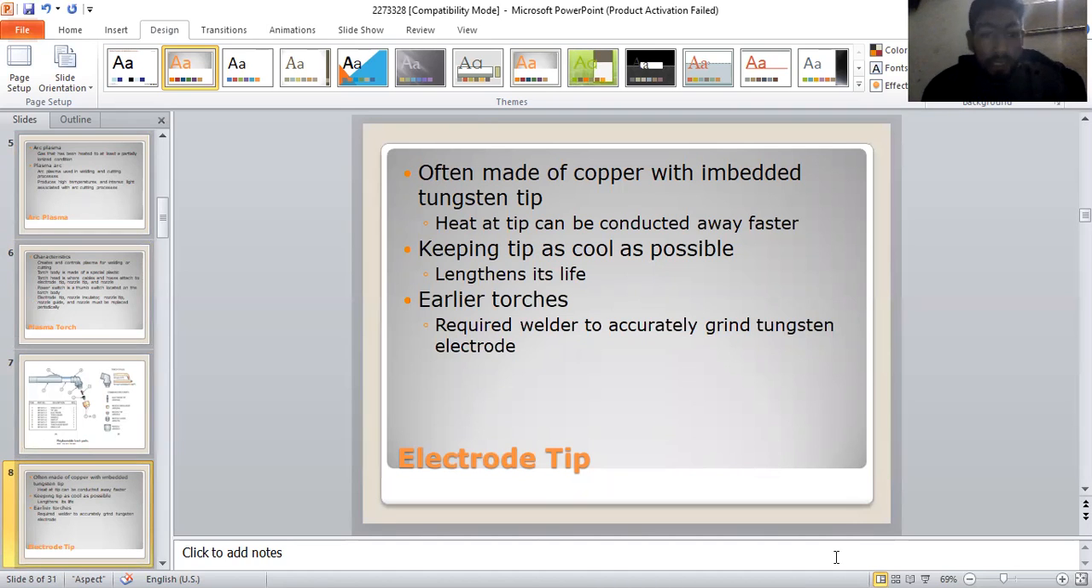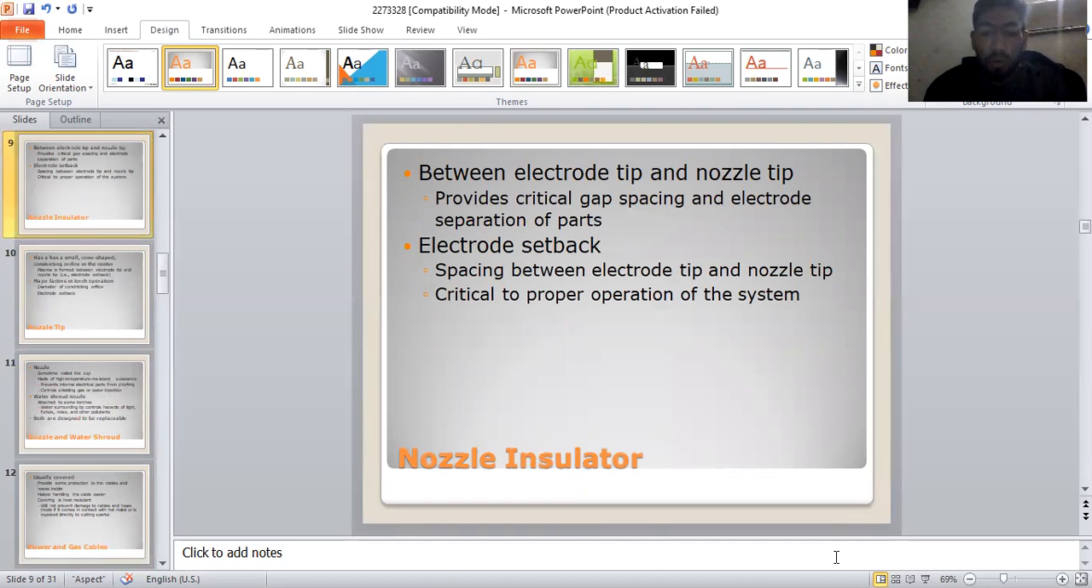Now let's discuss the second, that is the nozzle insulator. We know that an insulator is something present between two electrically conductive materials. It is present between the electrode tip and the nozzle tip. It provides a critical gap spacing and electrode separation of its parts in order to disconnect the electrical connection. The electrode setback gives spacing between the electrode tip and nozzle tip. It is critical to the proper operation of the system.